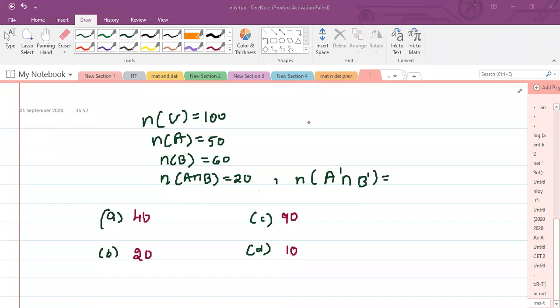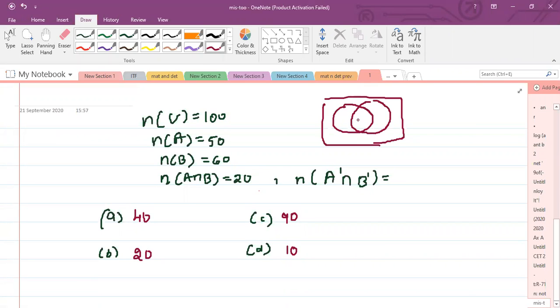Yes, it is D, because if you simply consider a Venn diagram, the intersection part is 20. B should be 60, which means here it will be 40, this is B and this is A. So in A, 50 means it will be 30, therefore the total is 90, therefore outside it should be 10. N of A complement intersection B complement is nothing but N of (A union B) whole complement by De Morgan's law. Therefore it is option D.